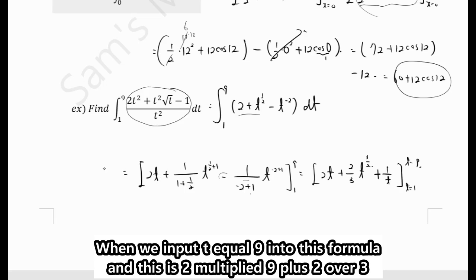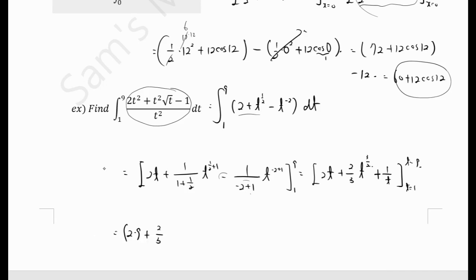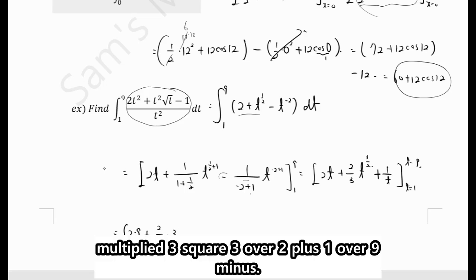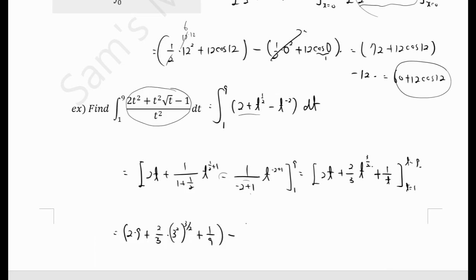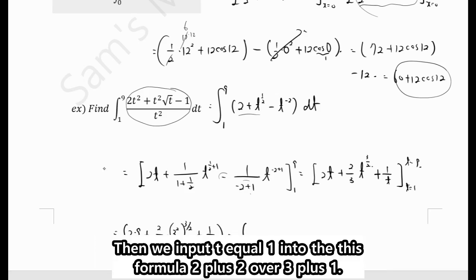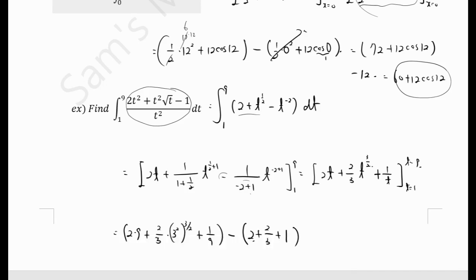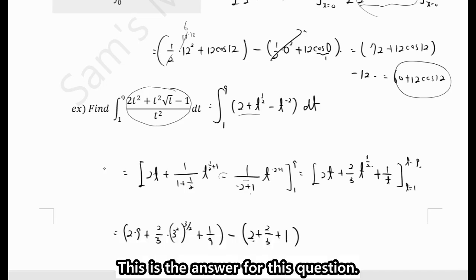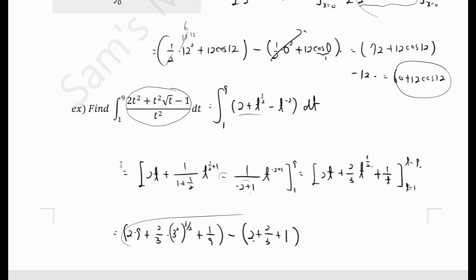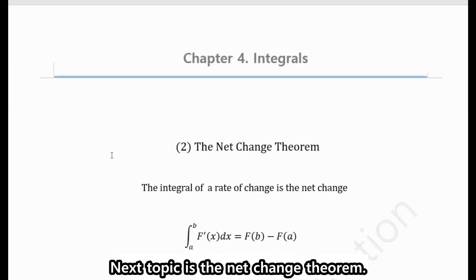When we input t equals 9 into this formula, this is 2 multiplied by 9 plus 2 over 3 multiplied by 3 squared to the power of 3 over 2 plus 1 over 9, minus, when we input t equals 1 into this formula, 2 plus 2 over 3 plus 1. So this is the answer. This is the answer for this question. And the next topic is the net change theorem.